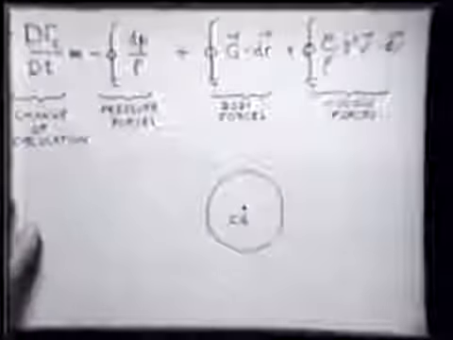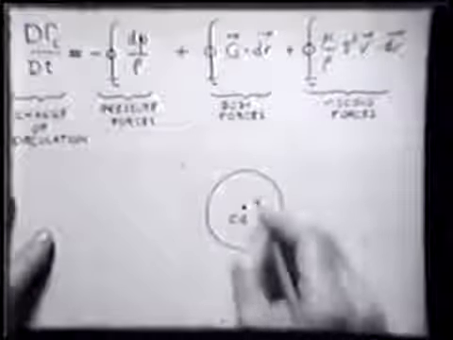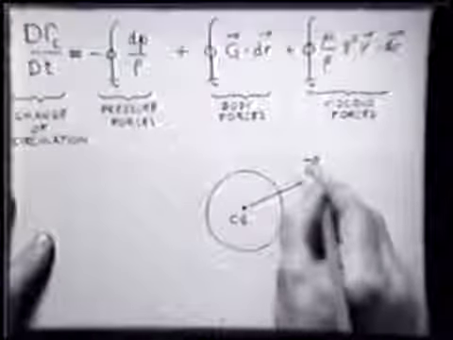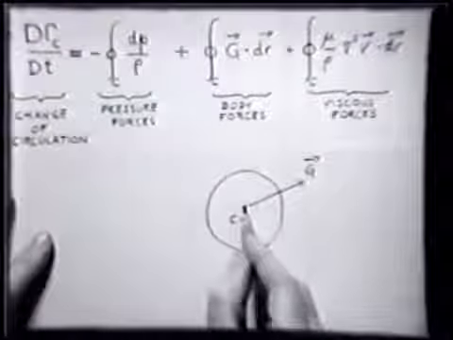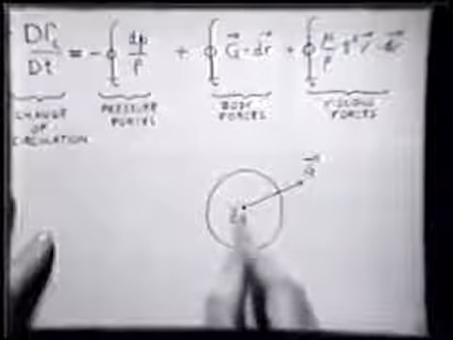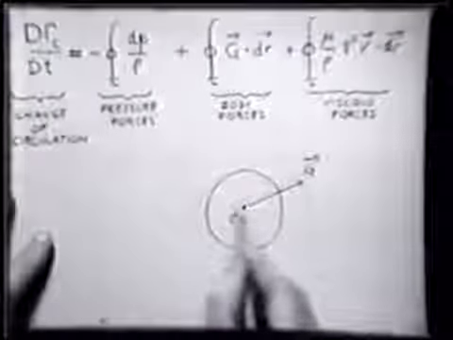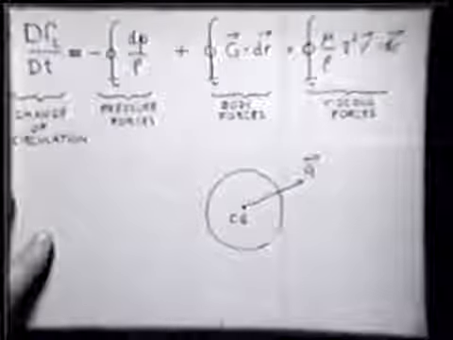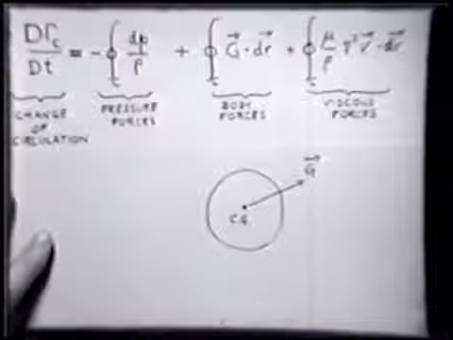Look at this small circular piece of fluid. If the net body force G passes directly through the center of gravity, this force produces no torques to change the circulation or the vorticity. Centrally directed forces like gravity are of this type.